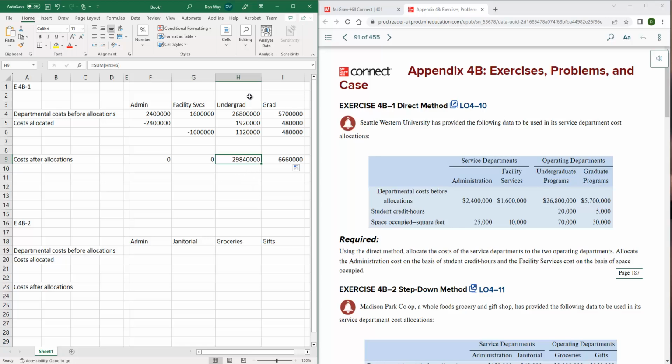So as we can see, we've got 29,840,000 in total cost in the undergrad programs, and then 6,660,000 in total cost in the grad programs. And that consists of the 5,700,000 that originated in that department, plus now the 480,000 allocated from administrative costs, and the 480,000 allocated from facilities costs. Give this a pause and back up if you need to revisit any part of that problem or any part of the direct method, and then I'll do the step-down method here next.